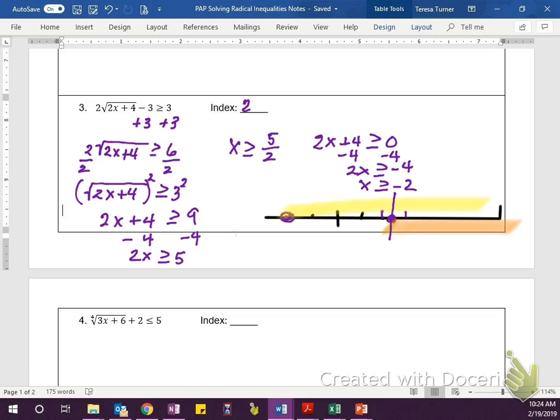So they're only going to overlap from x greater than or equal to 5/2 onward. So our final answer is x greater than or equal to 5/2, or 5/2, comma, positive infinity. Oops, it is greater than or equal to, so this needs to be a square bracket.